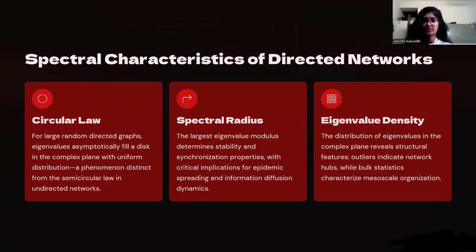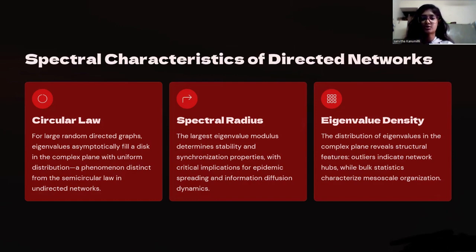Some spectral characteristics of directed networks are the circular law, spectral radius, and eigenvalue density. First, let us know about the circular law. For large random directed graphs, eigenvalues asymptotically fill a disk in the complex plane with uniform distribution, a phenomenon distinct from the semicircular law in undirected networks, which is called the circular law.